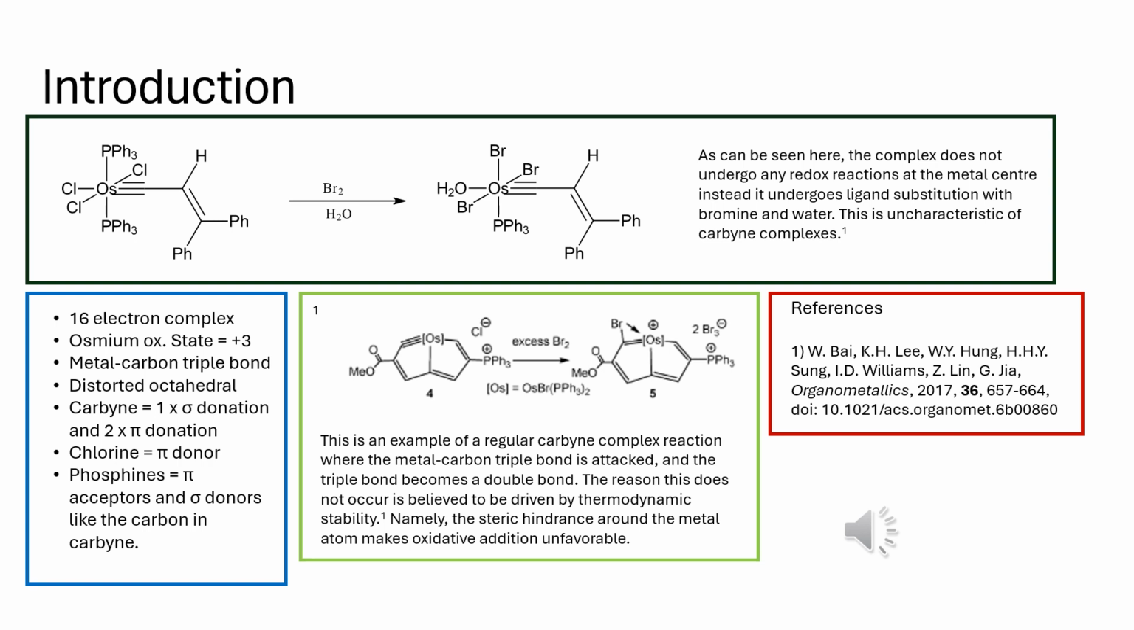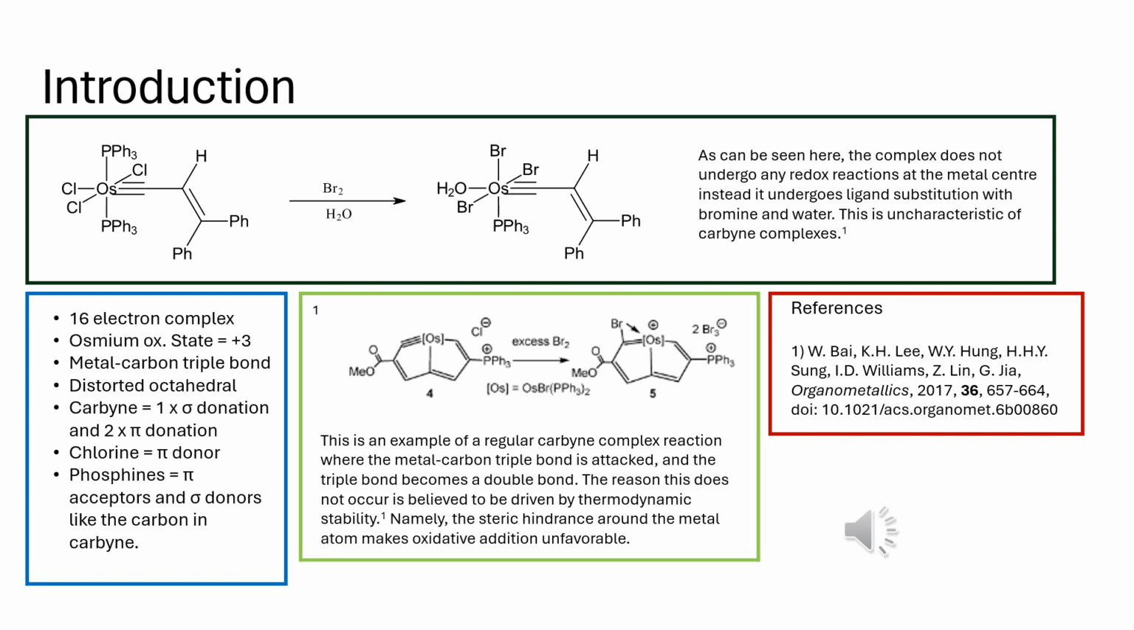So in the top left, you'll see a 16 electron octahedral osmium carbyne complex where the osmium is in a +3 oxidation state. The carbyne bond itself represents a single instance of sigma donation from the carbon to the metal and two instances of pi donation from the metal to the carbon. As for the other ligands, chlorine atoms are pi donors, and the triarylphosphine ligands are pi acceptors, as well as sigma donors.